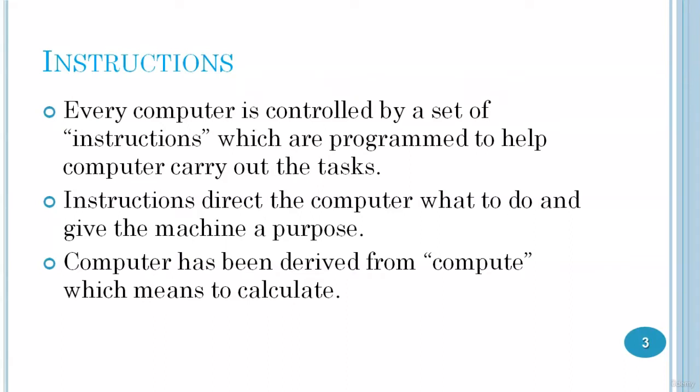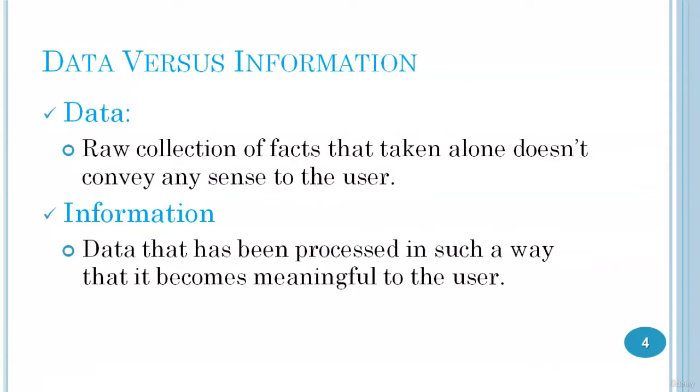Please bear in mind that the term computer has been derived from compute, which means to calculate. So any device that performs some sort of computation or calculation is by definition a computer. As we just stated, computer is an electronic device that transforms data into information. So it's essential to understand the difference between these two terms, namely data and information.